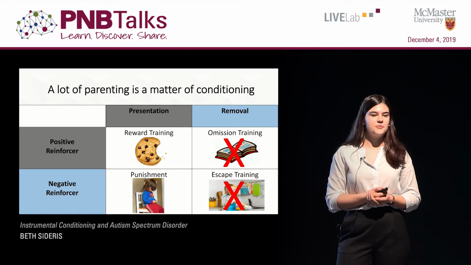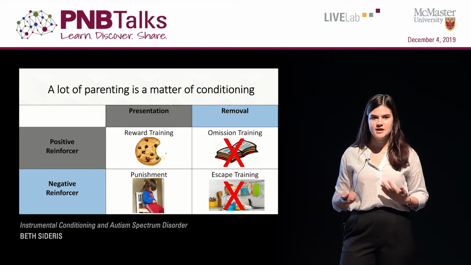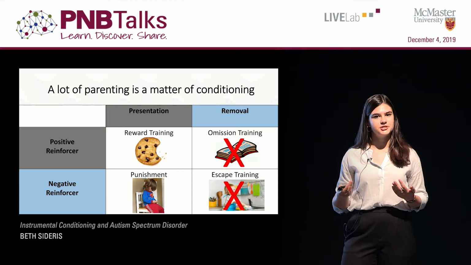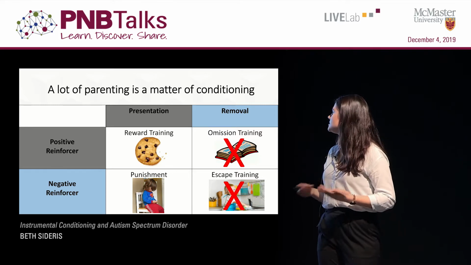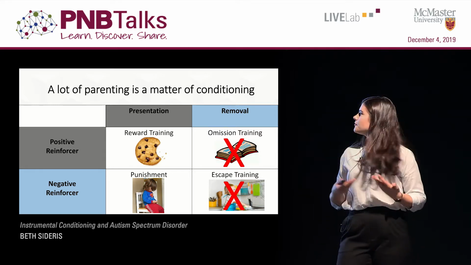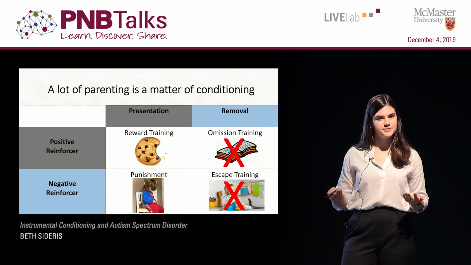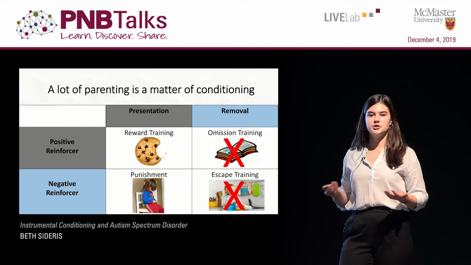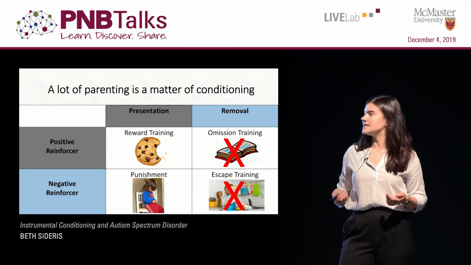So parenting, for the most part, is a matter of conditioning, instrumental conditioning to be exact, which is the pairing and contingency formation between a behavior and a consequence. This can be done through four different methods. The first is reward training, which is the presentation of a positive thing to increase the frequency of a behavior. So if little Jimmy was a good boy and went to bed with no fuss, maybe he gets a special cookie before he goes to sleep or the next day.